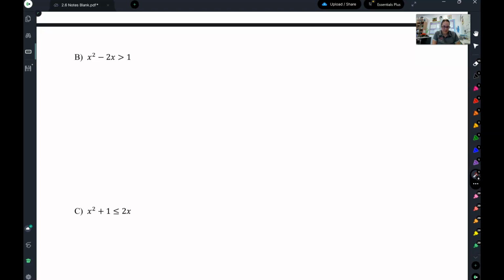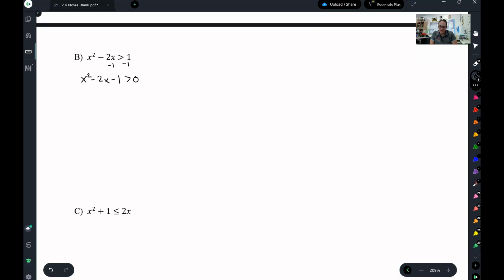Go a little faster this time. Step 1 from the last video was to bring everything to one side. So x squared minus 2x minus 1 is greater than 0. Step 2 is to highlight what we're finding. We are finding things that are greater than 0. So I am looking for the positive sections of my sign array. I am looking for above the x-axis.